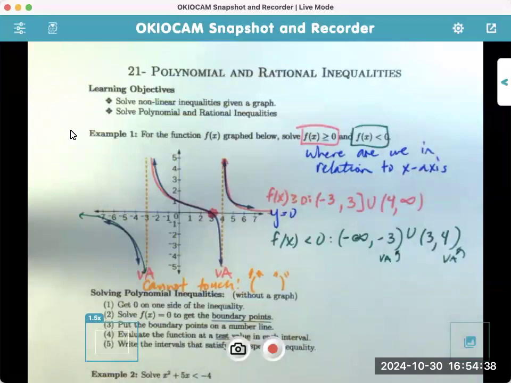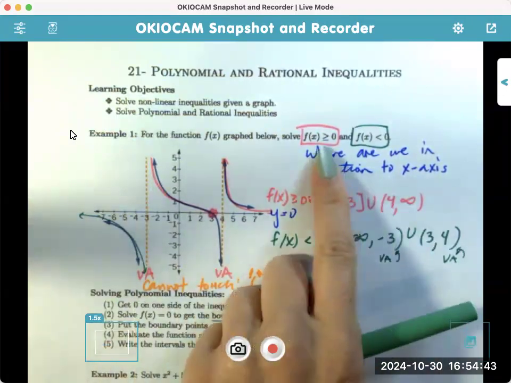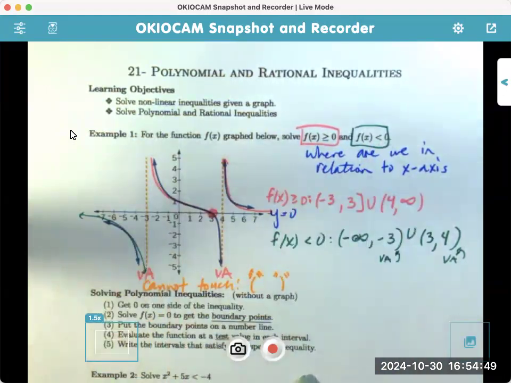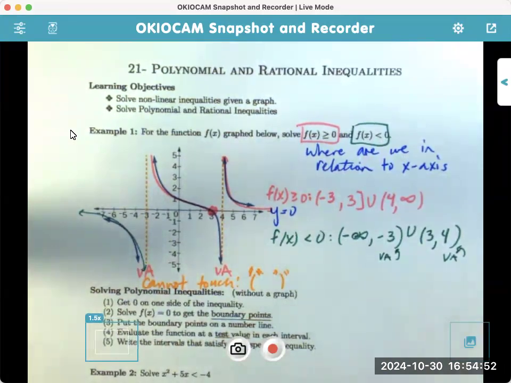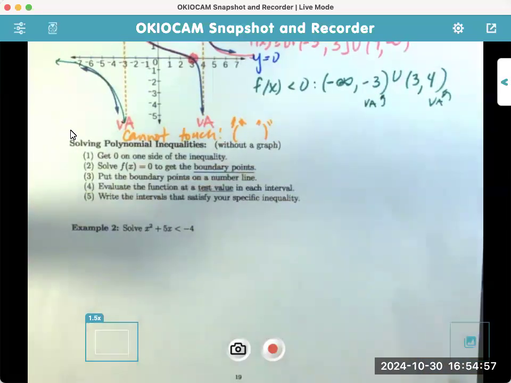That's basically the whole lesson graphically. So if you can punch it in a graph and understand greater than or equal to, strictly less than, that's really it. So this next one is now algebraically. Solving polynomial inequalities without a graph, here's kind of step by step. Get 0 on one side of the inequality. Solve f of x equaling 0 to get the boundary points. Put the boundary points on a number line, evaluate the function at a test value in each interval, and write the interval that satisfies your specific inequality.